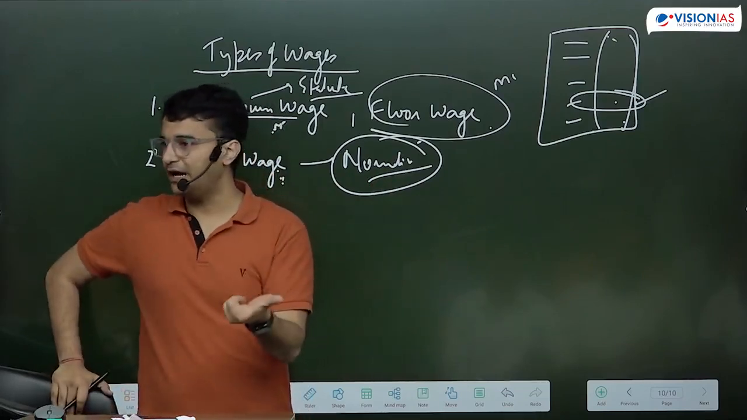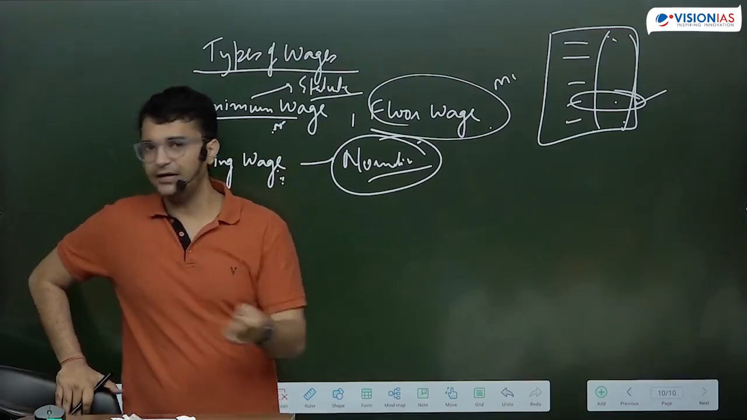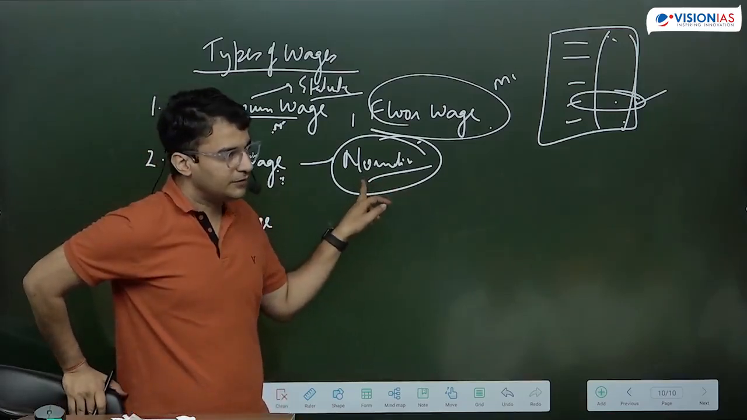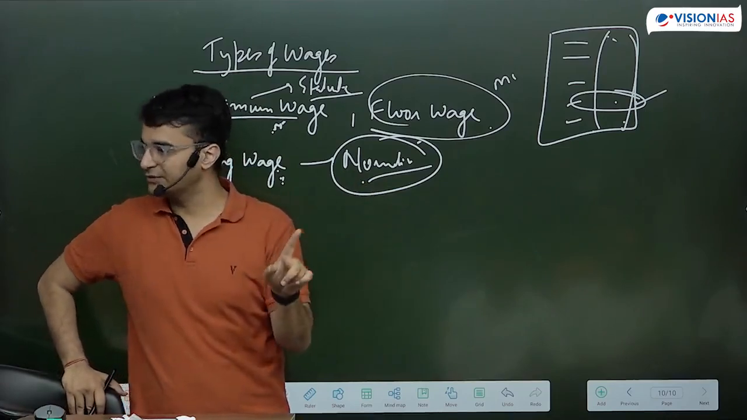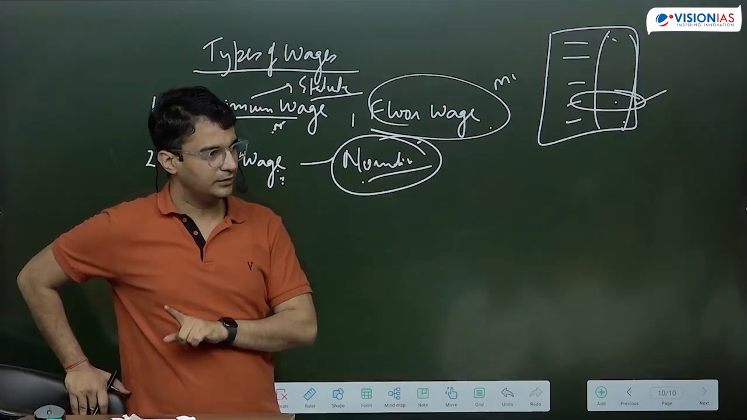Anybody who gives a comment that any expert will give an opinion that according to me least amount of wage that should be given which allows a person to live a life of basic dignity, that is called as living wage. Is this clear? Living clear हो गया है? Normative wage.